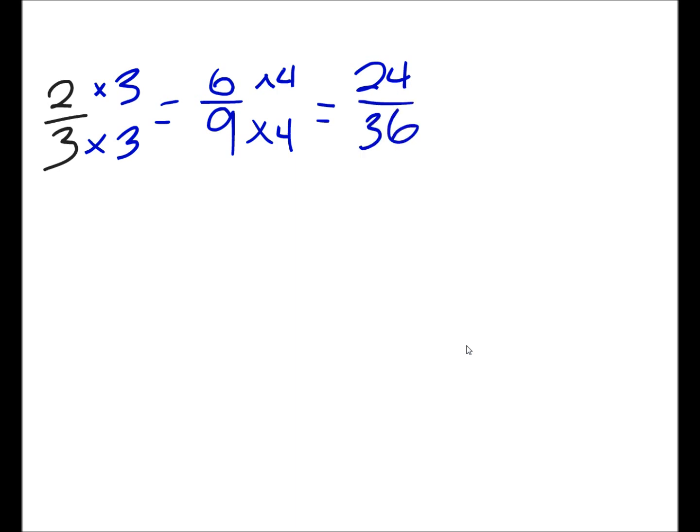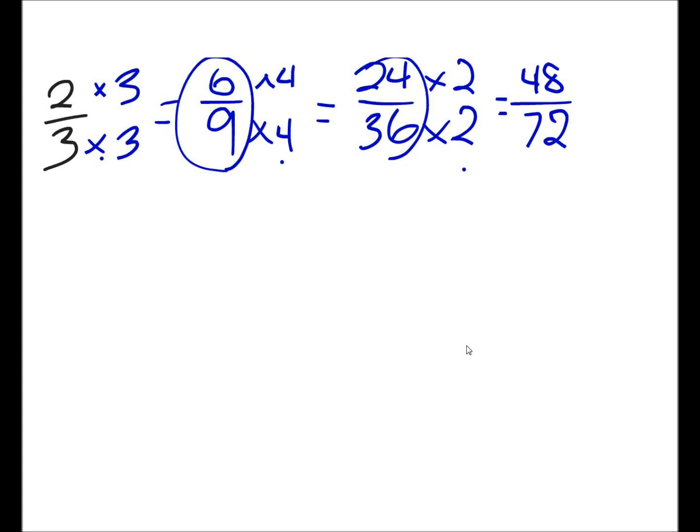24/36. We can multiply it again, times 2 times 2. That will be easy. Maybe. 48 and 72. So as we multiply this, times 3, times 4, times 2, we get 1, 2, 3 equivalent ratios. To find equivalent ratios, all you have to do is multiply it by the same number.